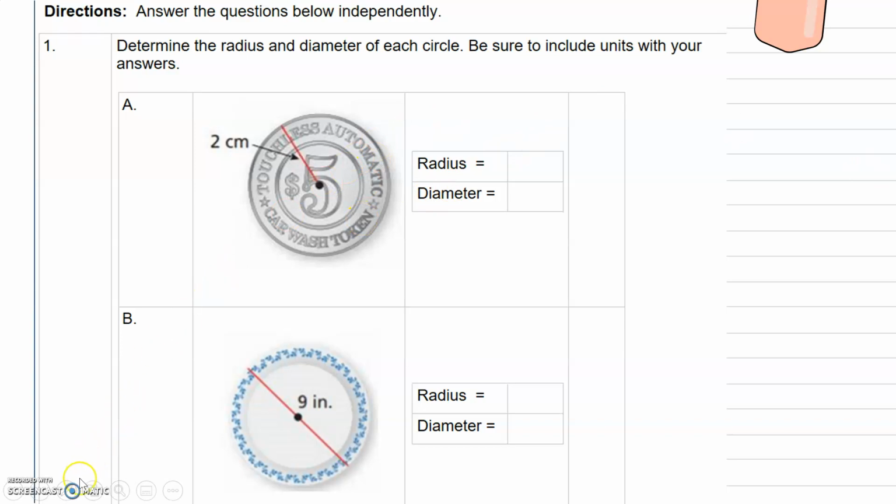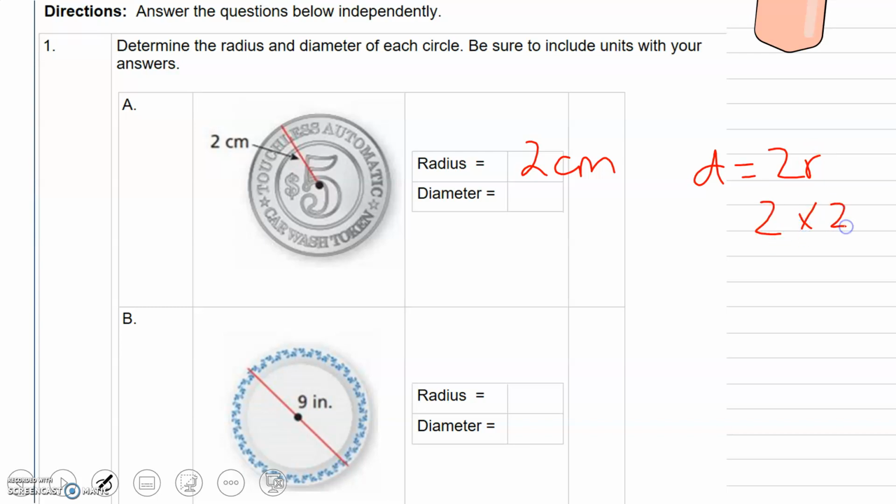All right, good. So you had a good time to work on here. If we're looking at A, we notice that it says 2 centimeters, and that is from the center to the edge, so our radius is 2 centimeters. And our diameter, if you remember that formula, diameter is 2 times the radius, so 2 times 2 will give us our diameter of 4 centimeters.